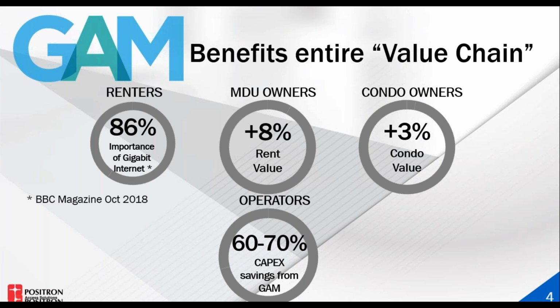And for you as operators, you can save 60 to 70% capex from going the route of GPON to every door, from going the route of DOCSIS or even G.fast.